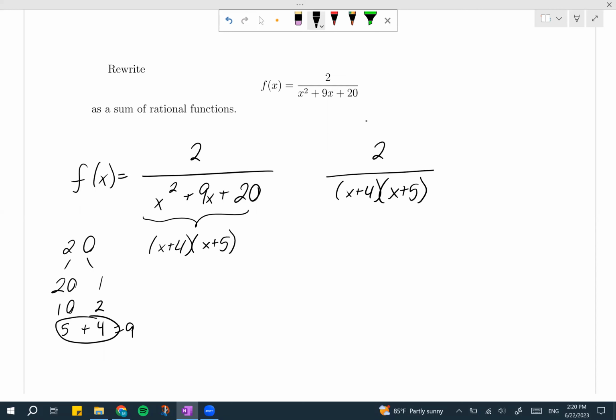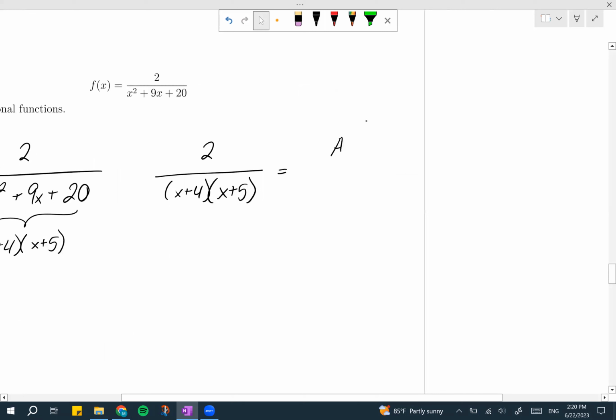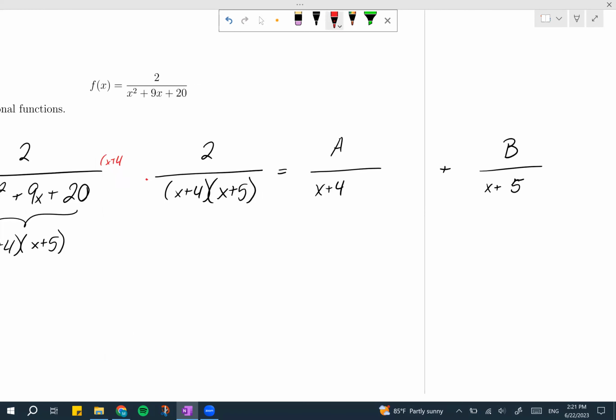And what they want me to write this as is something, I'm going to call it A, over x plus 4, plus something, I'm going to call it B, over x plus 5. All right, so what I'm going to do now is multiply by x plus 4 times x plus 5 to both sides of my equation.